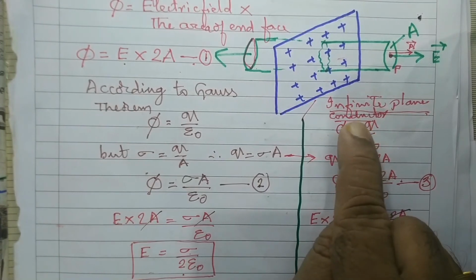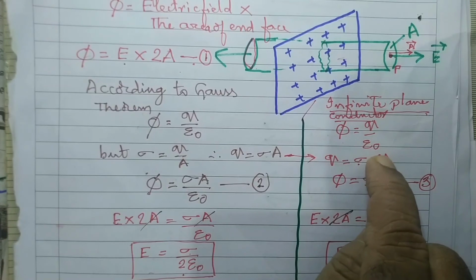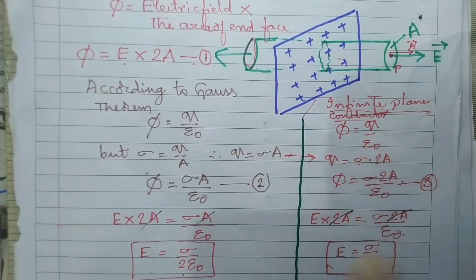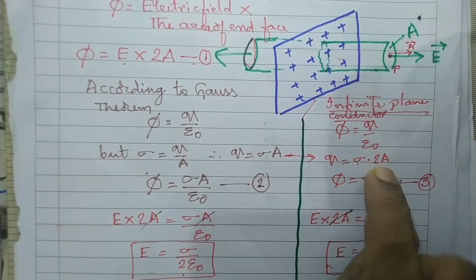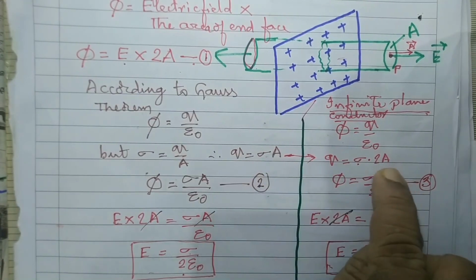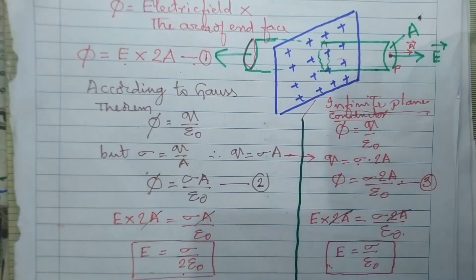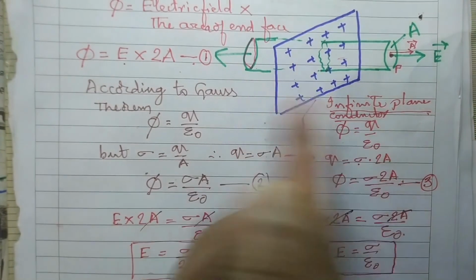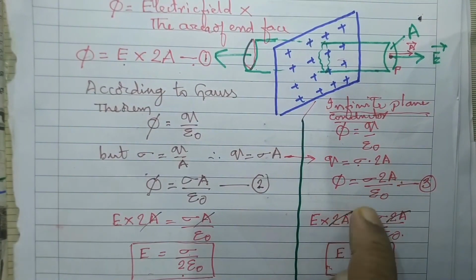Next, the second case, infinite plane conductor. Phi is equal to q by epsilon 0, the same Gauss theorem. But q will be taken as sigma into 2a. It is a single a we are taking here, and 2a here, meaning both sides of the sheet are taken, so it becomes 2 times the area. You remember, earlier I forgot to explain why 2a: this side's area and also the back side's area, two sides' area, when the sheet is taken as a plane conductor.